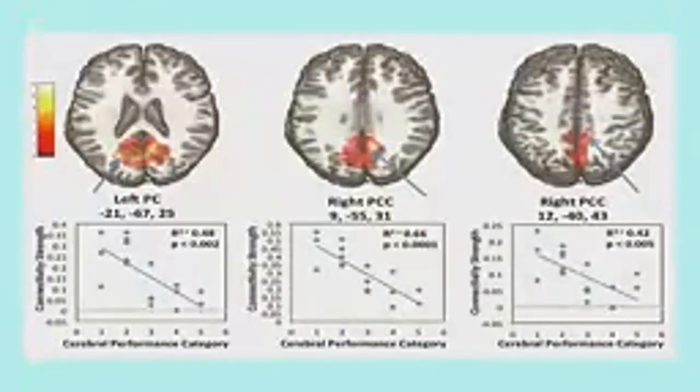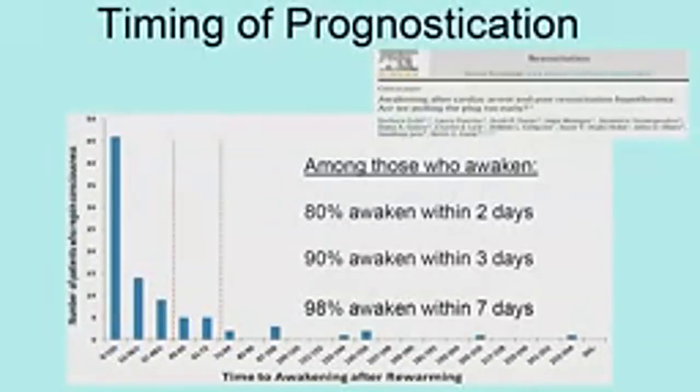And there was a fairly linear relationship with the amount of network activity within the default mode network and outcomes using the CPC as the outcome measure. So that has been replicated in other groups in another publication, but I think it still requires more work before it's going to make it into the guidelines. Okay, and then finally, the timing of prognostication.